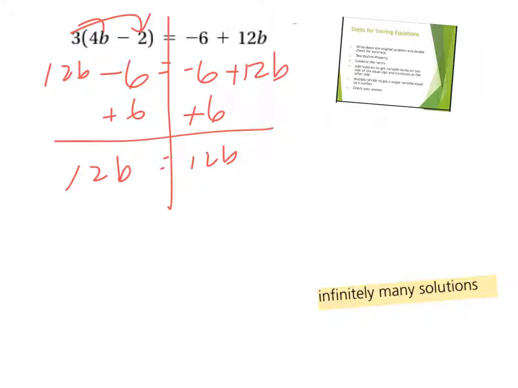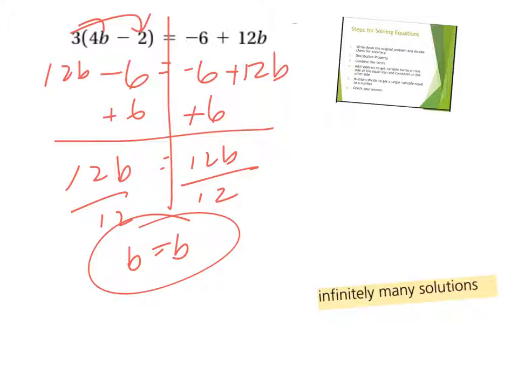Oh, guess what? Those are the same thing. Even if you didn't recognize it, you divide off the 12, b equals b. Infinitely many solutions. No matter what number I pick, it will always work. Great thing about these, you don't have to show the check, because you couldn't check every number.